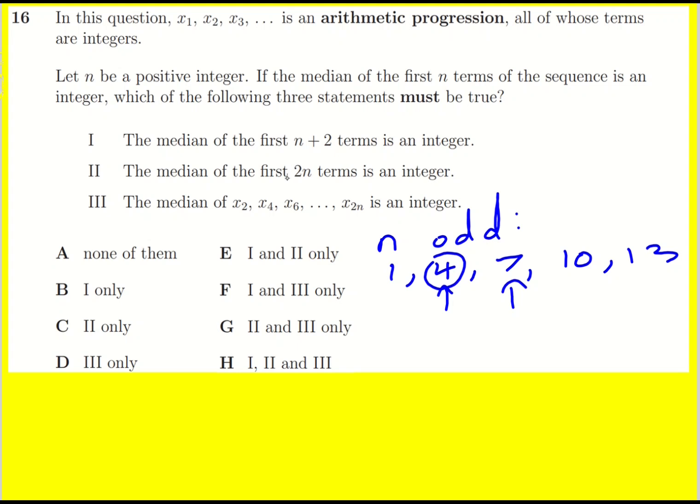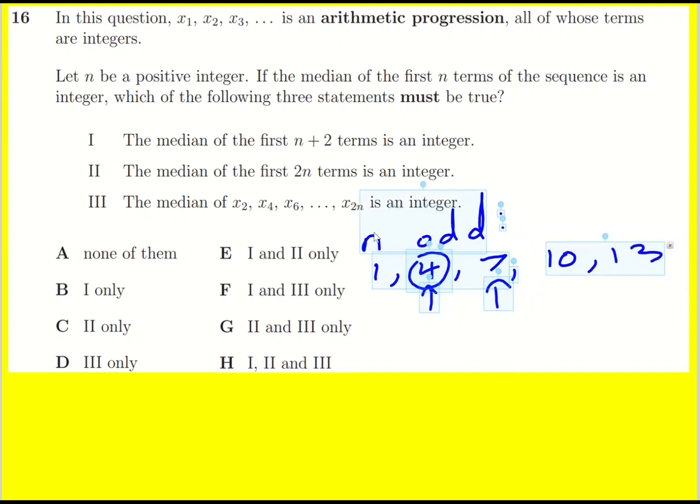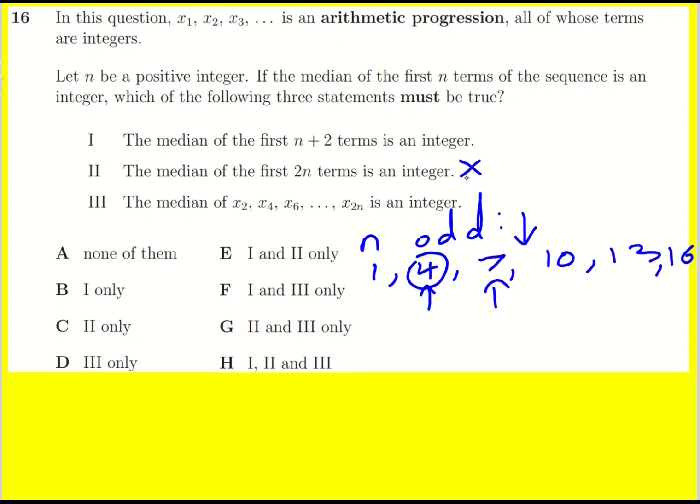But if I now look at the median of the first 2n terms, so that'd be the first 6, for example. Let's just go back to my little example that I've made. Now I've got 6 terms, and the median would actually be in between the 7 and the 10. So I can immediately see just through this that this is not necessarily true. I can put a little cross there.